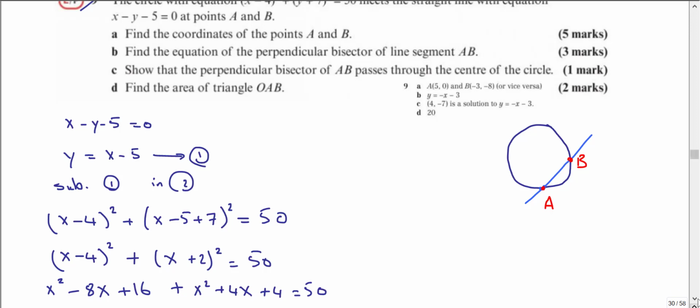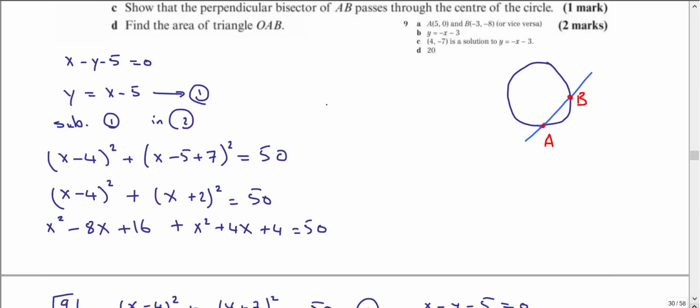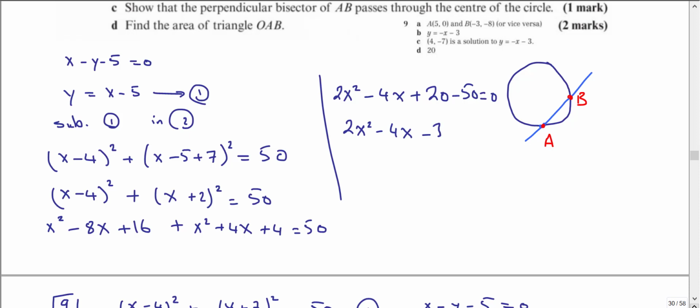Add the like terms. You have x² and x², that's 2x². You have negative 8x plus positive 4x, that's negative 4x. 16 and 4 is 20. And there's 50 on the other side. Move it to the left-hand side. So you have 2x² - 4x - 30 = 0. Simplify by dividing by 2.